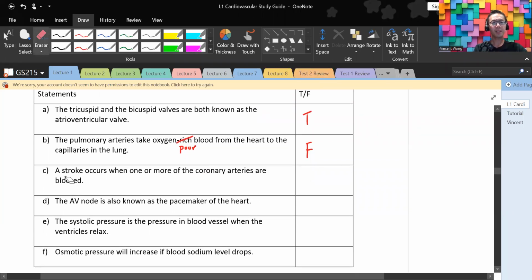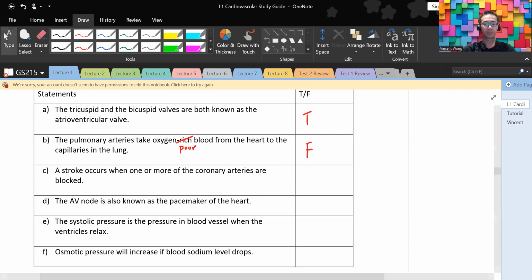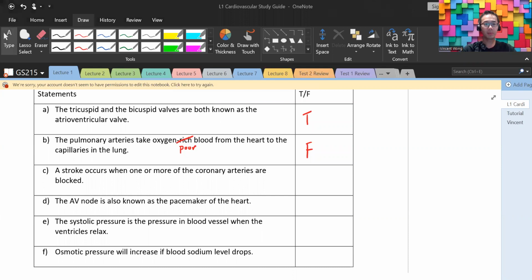Next one, the stroke. A stroke occurs when one or more of the coronary arteries are blocked. Is that true or false? What do you guys think? Yes, I think so. Yeah. Okay. Anyone else want to try that? True. True. Okay.